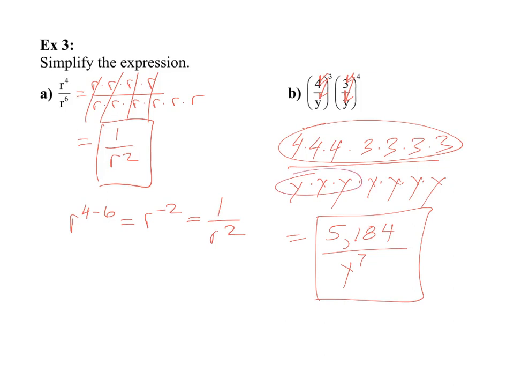You could have just as well kept this as y to the 3rd and kept this part as y to the 4th. And when you multiply them, you get y to the 3rd plus 4 equals y to the 7th. On to the next example.